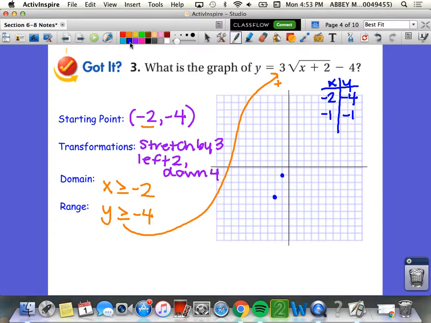Another good point, I don't want to use 0. 0 plus 2 gives me 2. I can't take the square root of 2. Another good value would be positive 2. 2 plus 2 gives me 4. The square root of 4 is 2, so 3 times 2 gives me 6 minus 4, that gives me 2. I have all my points, and I can graph.